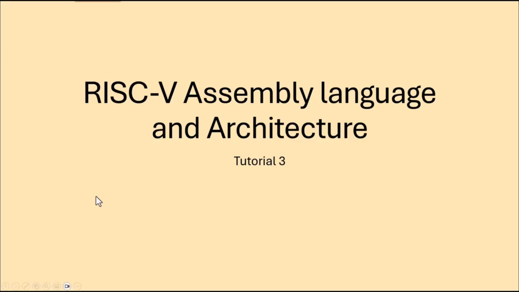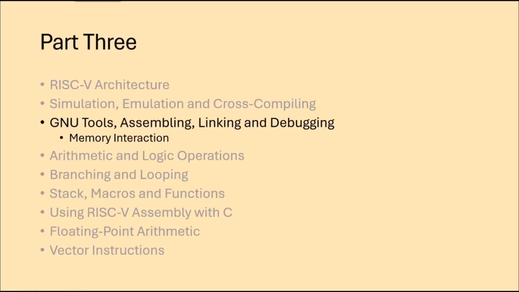Welcome to the third tutorial in my RISC-V Assembly Language and Architecture series. Tutorial 1 covered the basic architecture of RISC-V. Tutorial 2 discussed simulation, emulation, and cross-compilation, specifically looking at CPUlator, QEMU, Spike, and RARS. This laid the groundwork for the remaining tutorials.